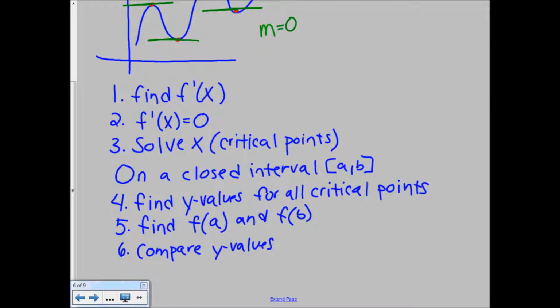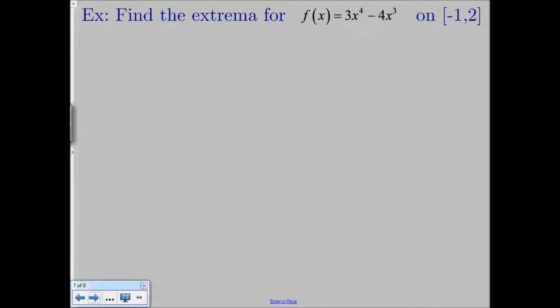So now let's actually go through and do some examples. So our first example is we want to find the extrema for f of x equals 3x to the fourth minus 4x cubed on the interval from -1 to 2. Okay, so our first step was to find our derivative. So step 1. So f prime here, it's pretty easy to find. It's just a polynomial, so we can use our power rule. So we're going to get 12x cubed minus 12x squared.